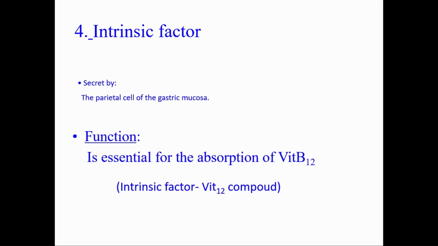If vitamin B12 is not absorbed, then red blood cells cannot be made, because intrinsic factor is necessary for absorption of vitamin B12 for the maturation of the red blood cells. The intrinsic factor forms a complex with vitamin B12. Vitamin B12 is absorbed in the small intestine, but there is no vitamin B12 receptor there. For absorption, it must bind with the intrinsic factor.